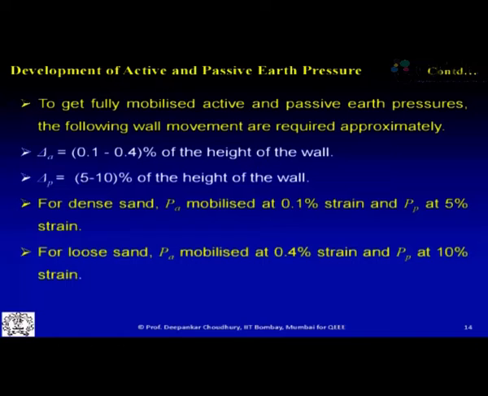I am talking here about conventional or rigid retaining walls, but if we design flexible walls etc., we will consider this value, which we will see later on. Why these ranges are given, you can see over here. For dense sand, PA is mobilized at a lower value of strain or movement, which is 0.1% of the height of the wall, whereas for loose soil it requires a higher movement, that is 0.4%. For PP to get fully mobilized, dense sand requires 5% movement of the wall, and loose soil requires about 10%.